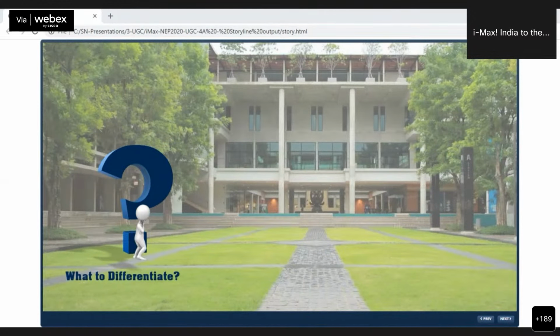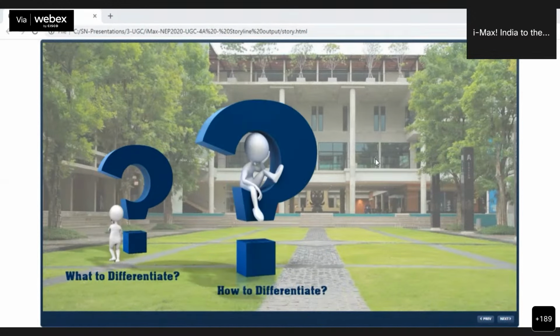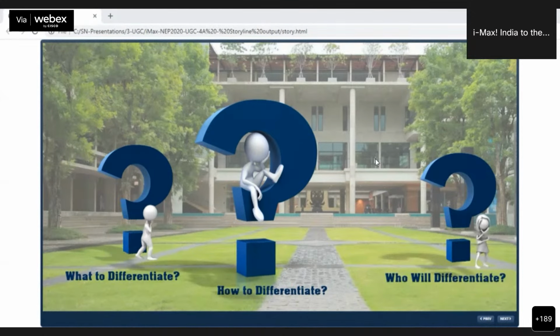Let us see what to differentiate, and how to differentiate, and who will differentiate. These are some of the key questions when it comes to OBE. OBE is not just tabulating something. OBE is not about accreditation, or about meeting someone's requirement. OBE is going to bring a qualitative change. So OBE is all about the qualitative change, and qualitative change will be reflected quantitatively.